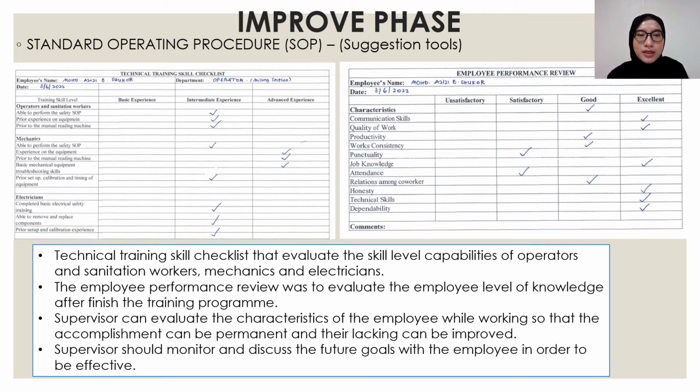The technical training skill checklist is to evaluate the skill level and capability of the operator, sanitation worker, mechanic, and also electrician, while the employee performance review evaluates the employee's level of knowledge after finishing the training. The supervisor can also evaluate the characteristics of the employee, and their shortcomings can also be improved. So the supervisor should monitor and discuss the future goals with the employee in order to be more effective.